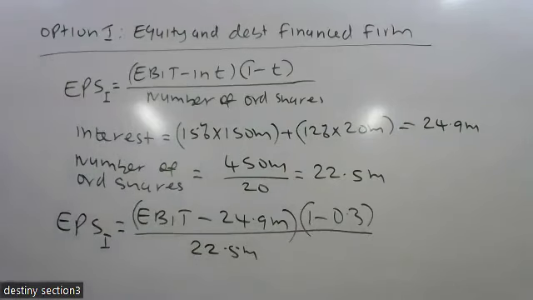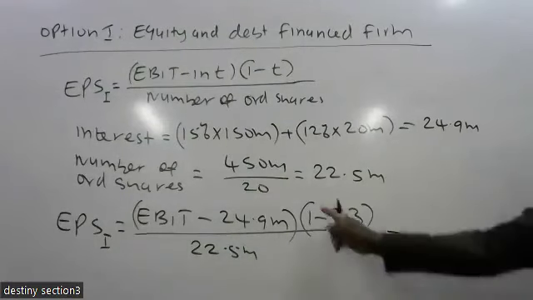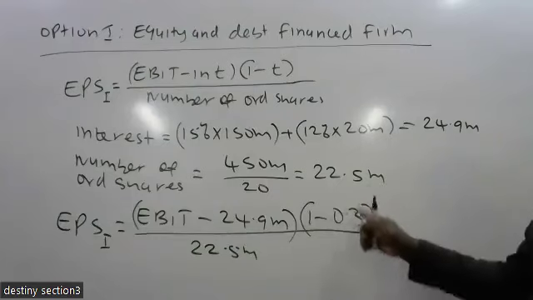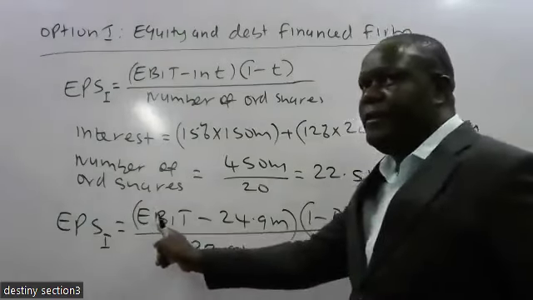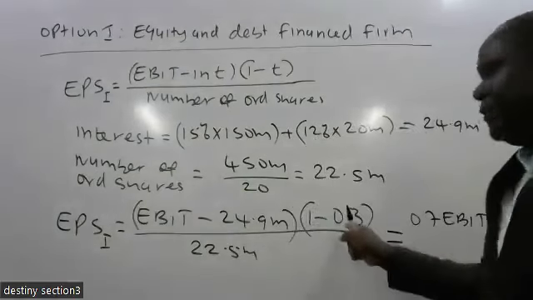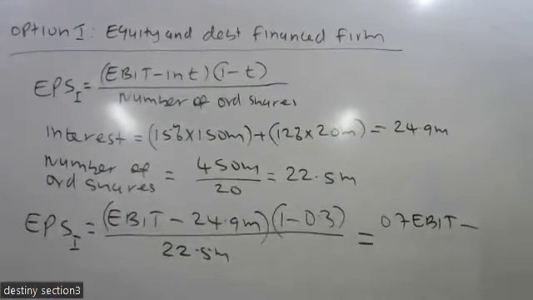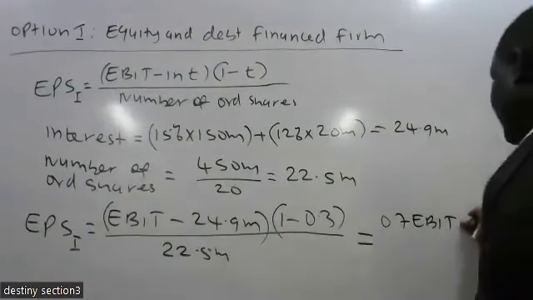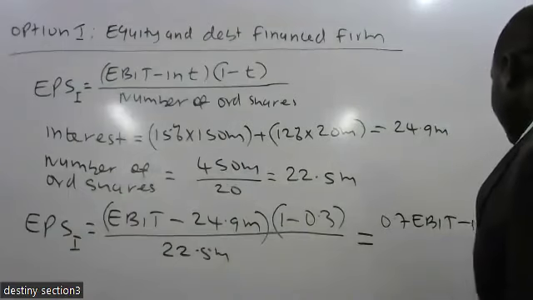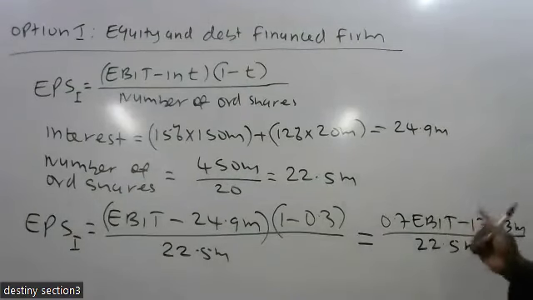So we want to open the brackets. For us to open the brackets, 1 minus 0.3 is 0.7. So when I multiply 0.7 by the earnings before interest and tax, it will give me 0.7 times earnings before interest and tax. Also take 0.7 multiplied by 24.9, which is 17.43. Are we all getting that figure? Let me divide by 22.5. That equation, we just leave it like that.